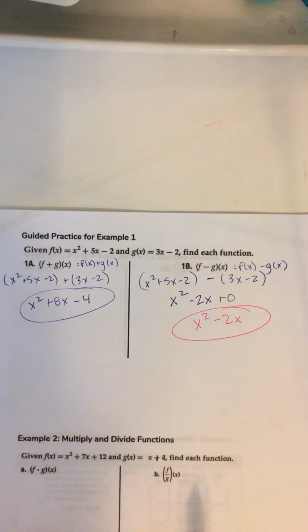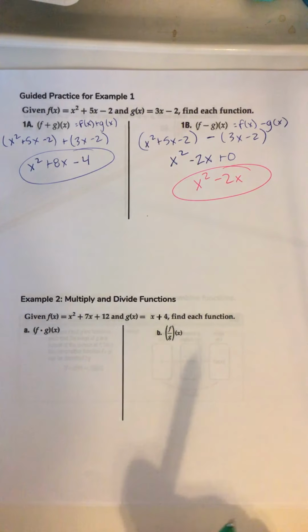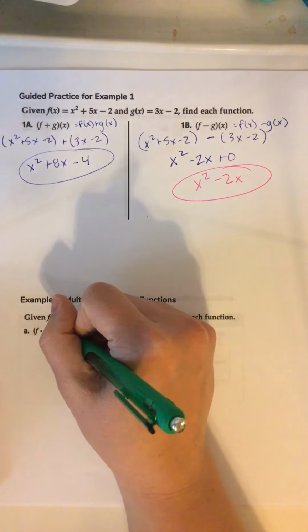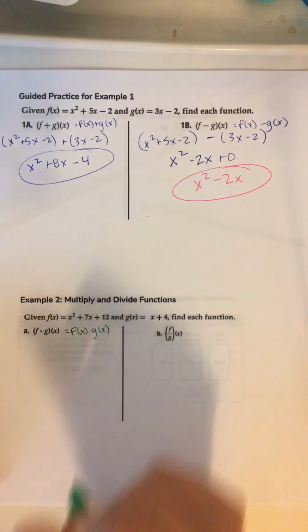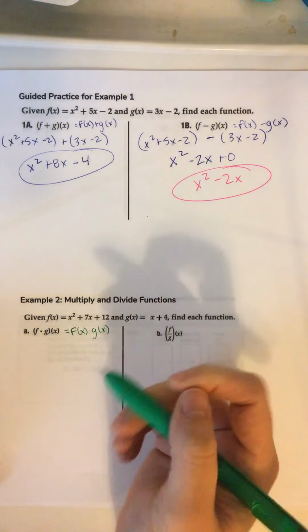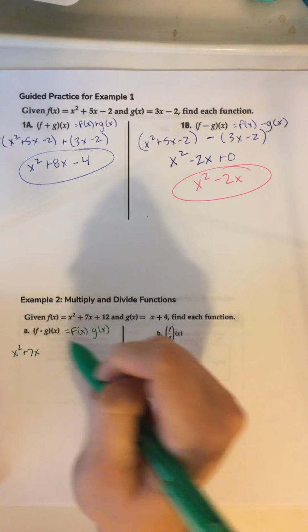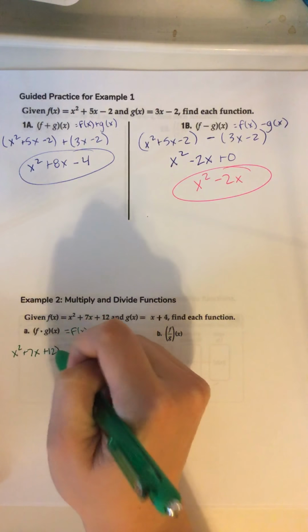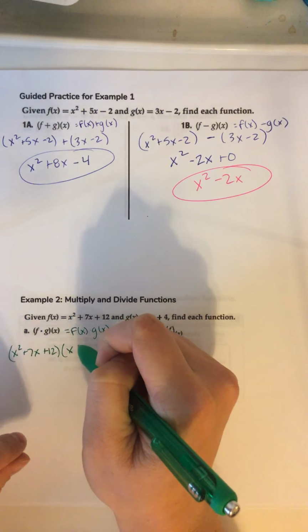It gets a little bit trickier when we get down here to the multiplying and dividing. We'll just work through it together. So just like we did with addition and subtraction, this is just f of x times g of x. So I have x squared plus 7x plus 12 times x plus 4.